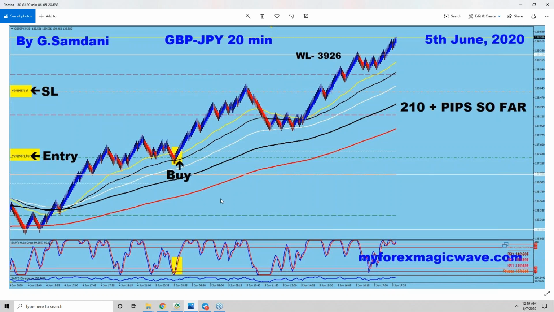Just before the last condition, the setup has 4 conditions, right? So when 3 conditions are met, the alarm starts beeping. Then you come and start watching that pair for the 4th and final condition. If that happens, we open the trade and we put the SL and we walk away. Simple as that. And then later on, maybe 7-8 hours or a day, you find yourself with something like this: 200 pips, 150 pips, 100 pips.